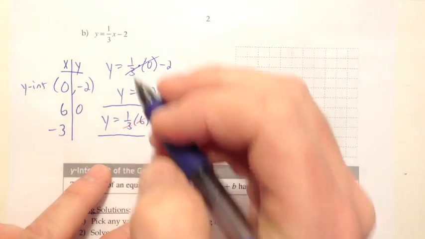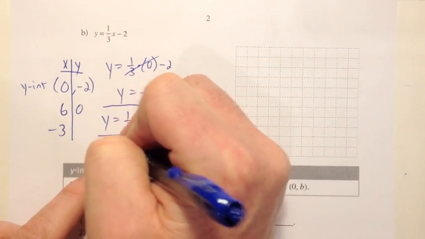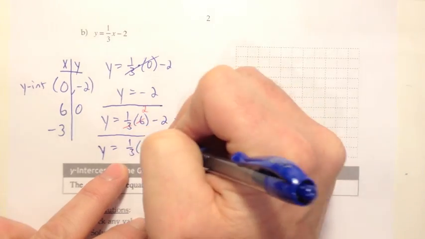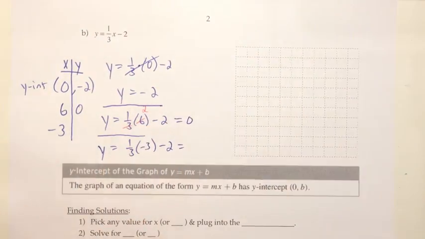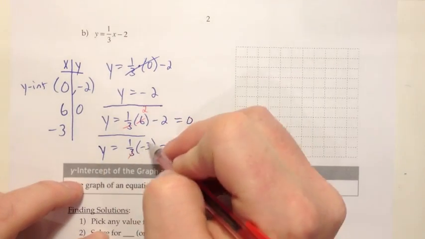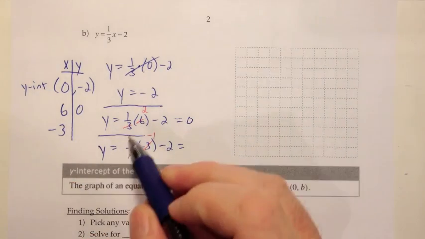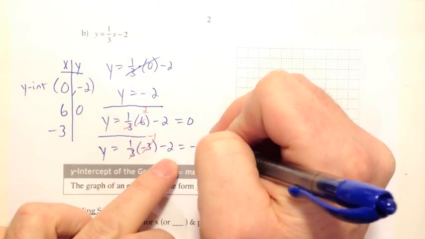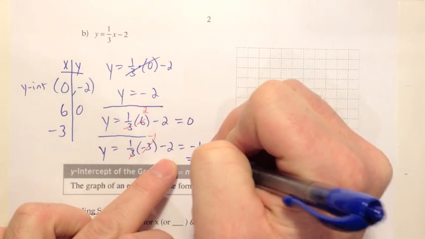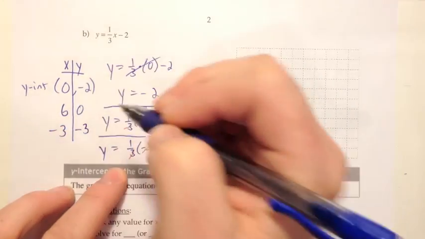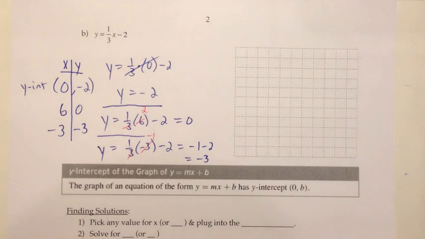And then doing the last one, y equals 1/3 times negative 3 minus 2. So this time the 3's cancel, but there'd still be a negative 1 left there. So negative 1 times negative 1 would be negative 1, and then minus 2, and they're both negative, so I would add them together and get negative 3. So now I have 3 ordered pairs: (0, -2), (6, 0), and (-3, -3), and I just want to go ahead and graph those.